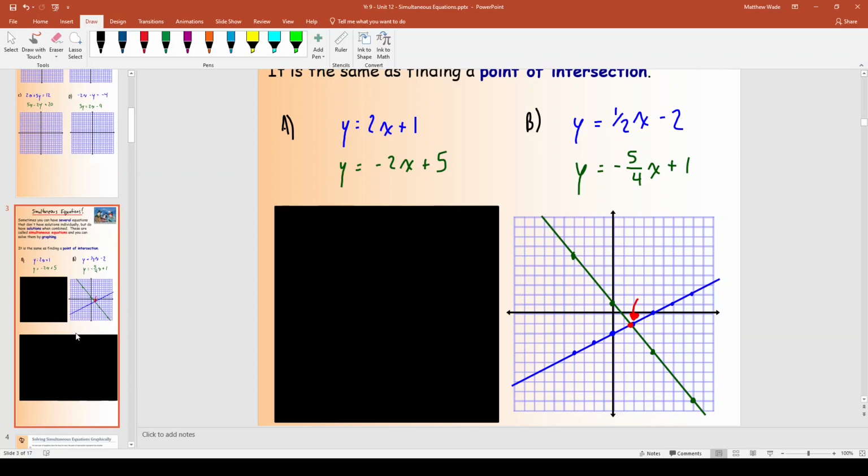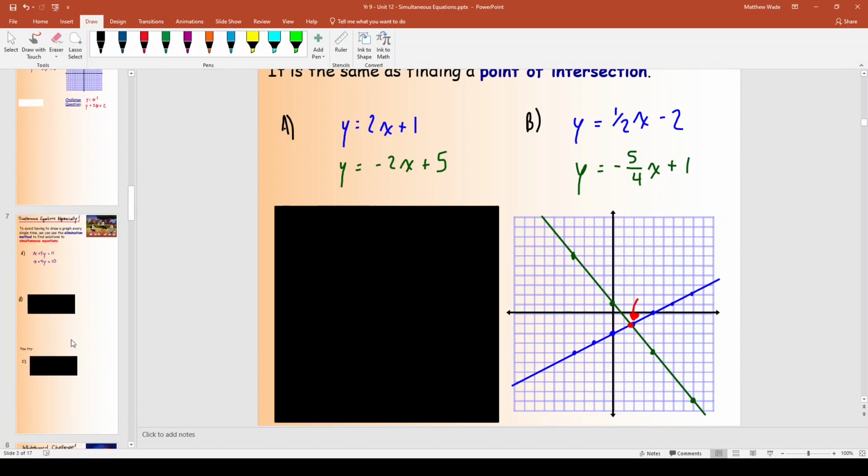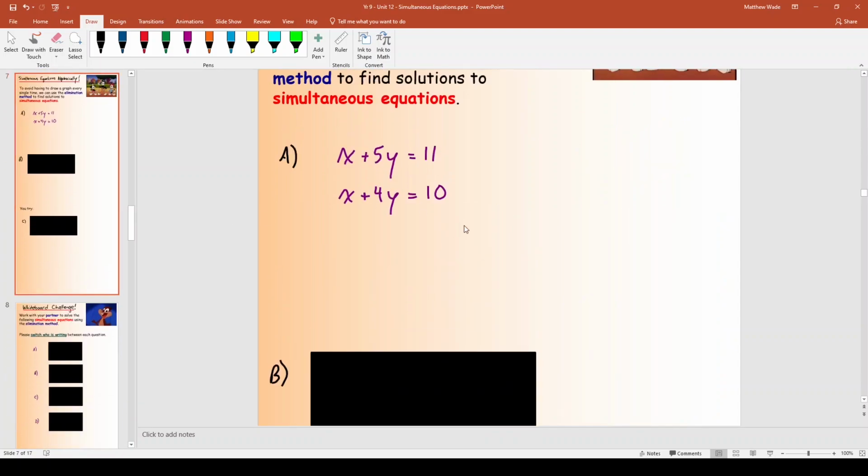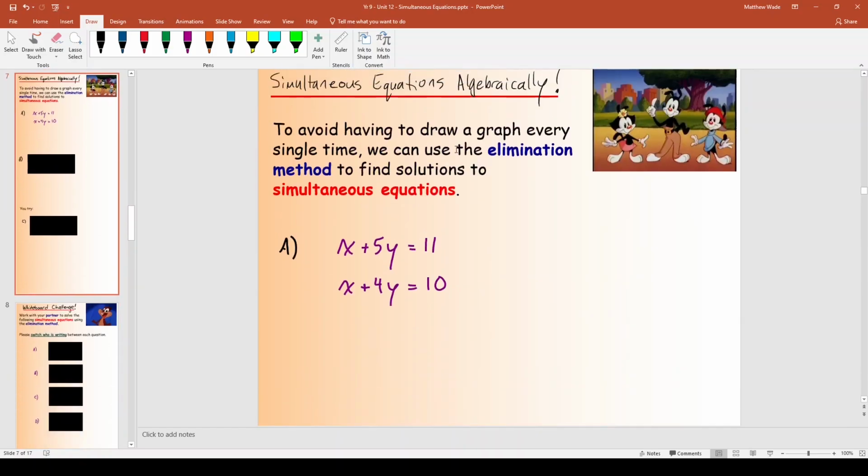Wouldn't it be better if there was an easier, faster, algebraic way of doing things? And guess what, buddies? There is! And that's what we're going to do today. So in your books, my buddies, please put the title Simultaneous Equations Algebraically for me.